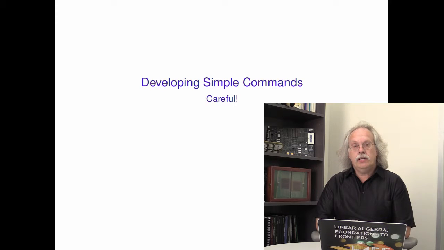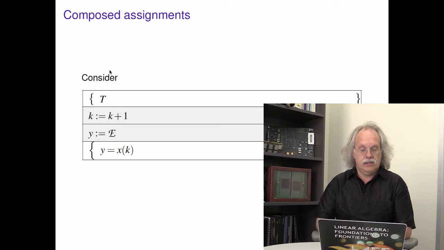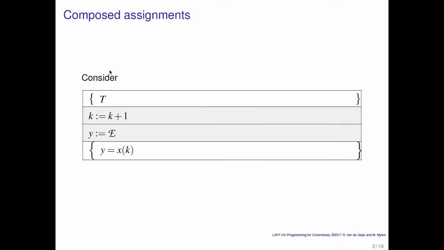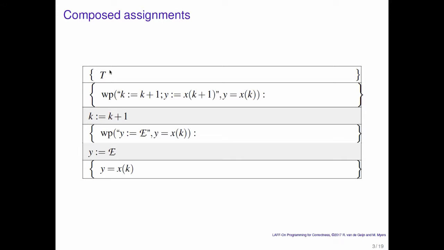So you do have to be a little careful, especially when you start composing a number of commands. Let's have a look at where this might happen. Here we are composing two assignments. k first gets updated with k plus 1, and then it has to be determined what should be assigned to y. Now if we apply the techniques from the last unit, we could expose the weakest precondition going backwards.